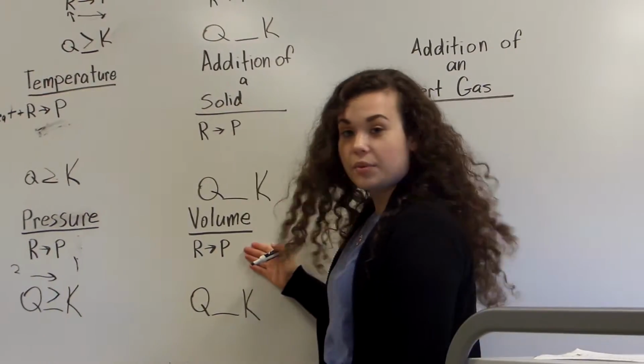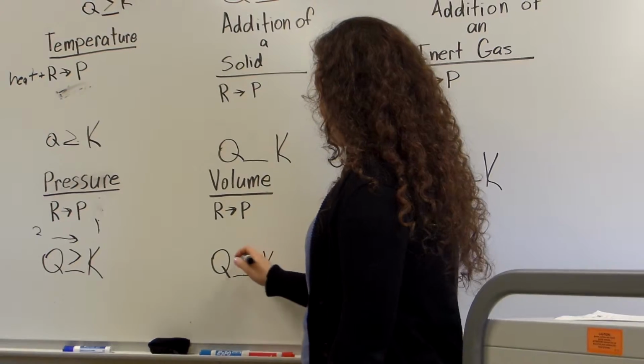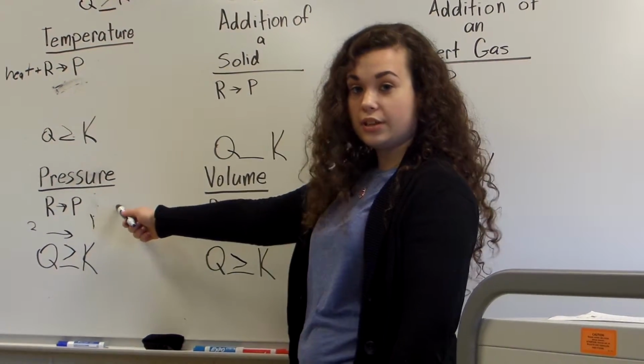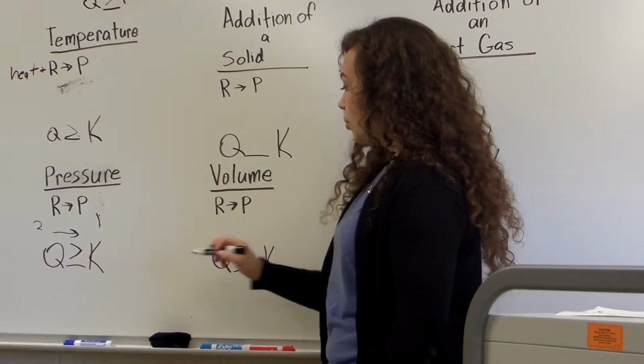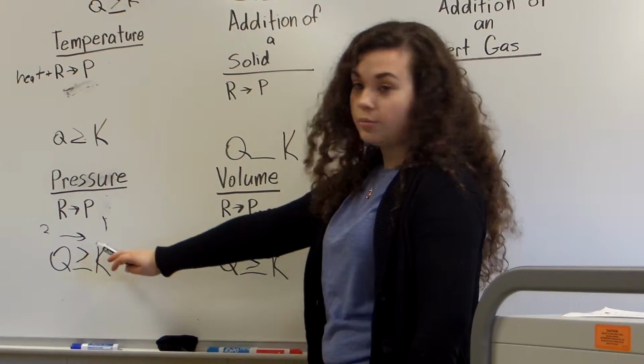And it works just the same if the volume is decreased as it would if the pressure were increased. And if the pressure were decreased, it's the same as if the volume were increased, which means in both cases that the reaction would be reactant favored and Q would be smaller than K.